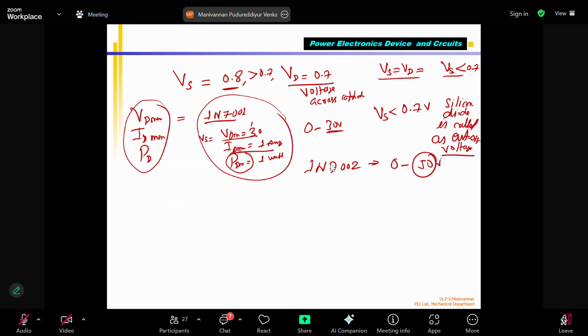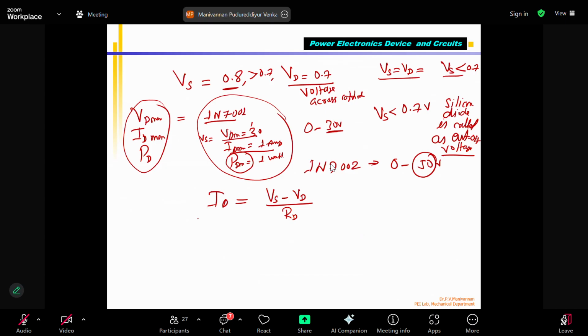You can see the data sheet. This will be available in the data sheet. That is maximum voltage. But as long as the voltage is greater than 0.7, less than the VD max, then ID, the diode current, will flow. That formula is VS minus VD divided by RD.